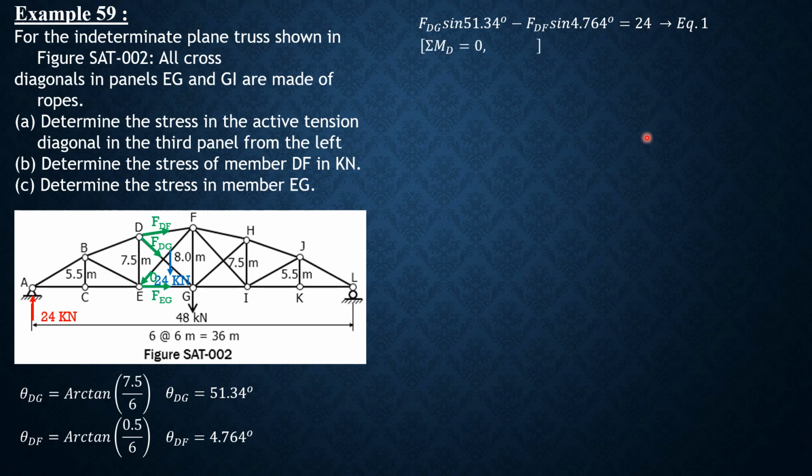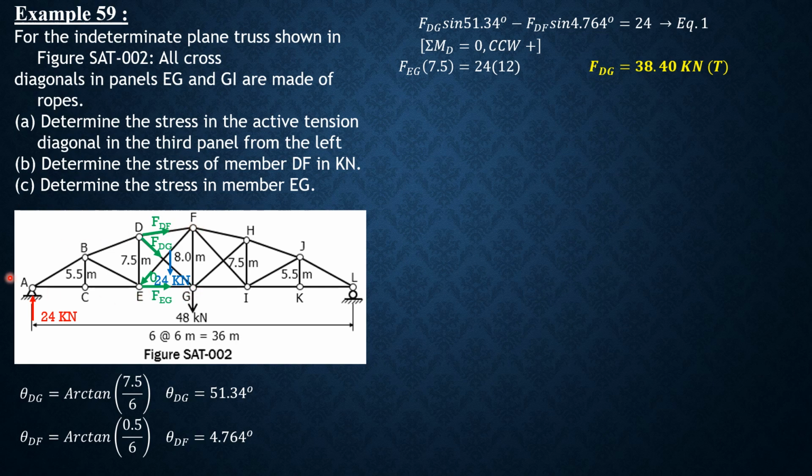Then summation of moment about D equals 0, counterclockwise positive, to solve for FEG. So FEG times 7.5 equals 24 times 12. Counterclockwise equals clockwise. So we can now compute FEG, which is 38.40 kilonewtons tension. Now that we have found FEG, we can find FDG if we extend DF and find the point of intersection between the extension of DF and EG.